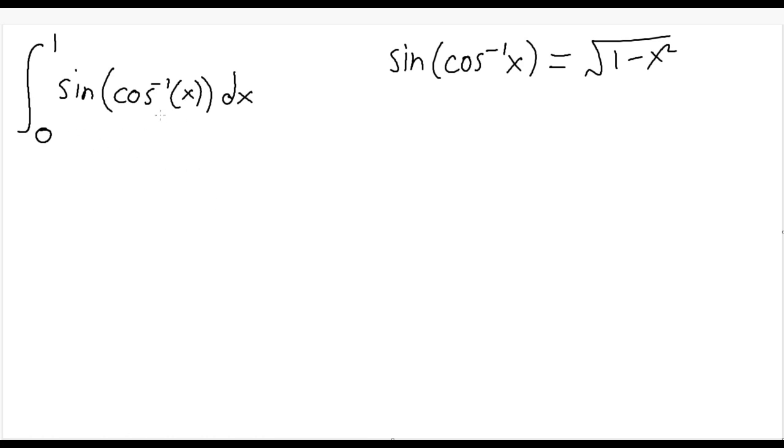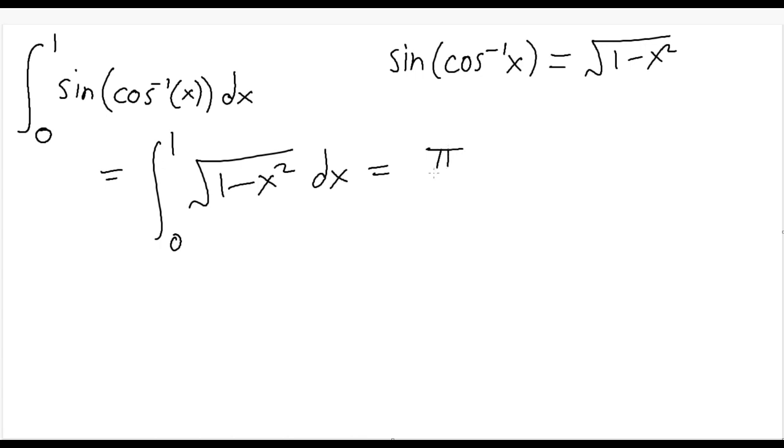Now, in this case, we could just turn that integral into 0 to 1, square root of 1 minus x squared dx. And as you can see, this is just an area of a circle. Well, the area of a quarter of a circle. So this would just equal pi over 4.